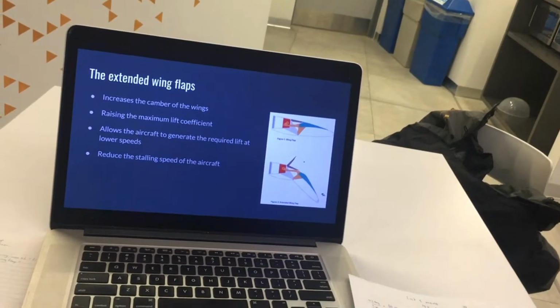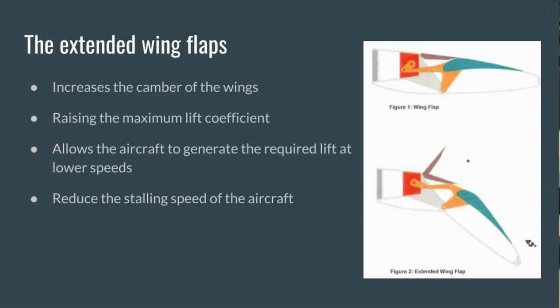The extended wing flaps increase the camber, or curvature, of the wing, raising the maximum lift coefficient, and it allows the aircraft to generate the required lift at lower speed. It also reduces the stalling speed of the aircraft and reduces the minimum speed at which the aircraft will safely maintain flight.